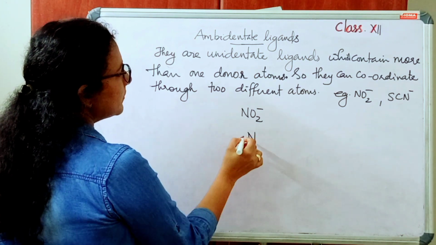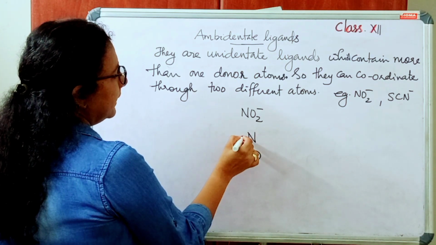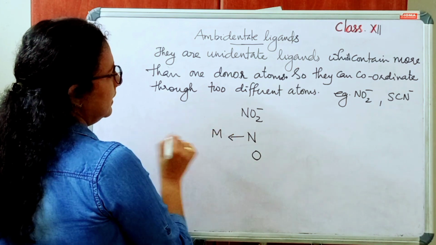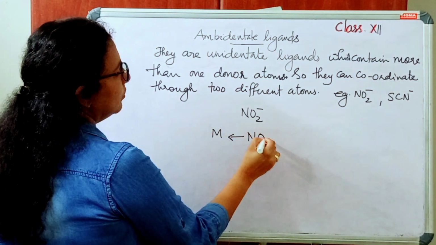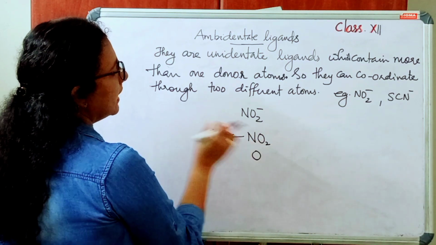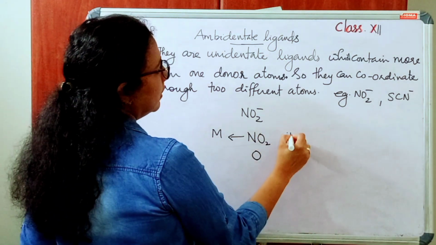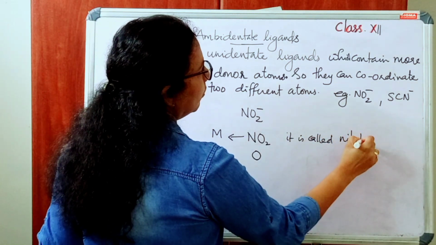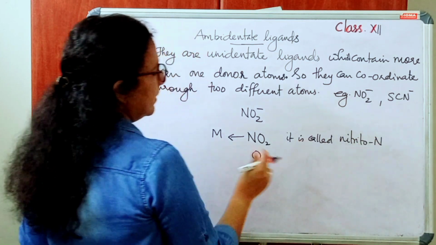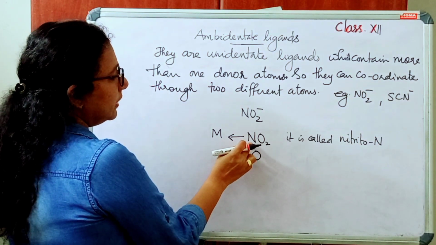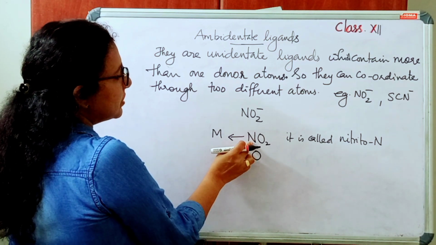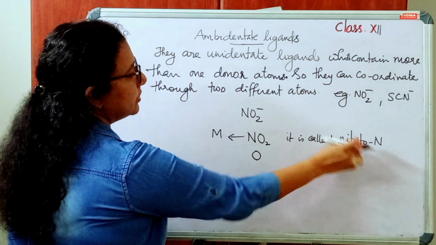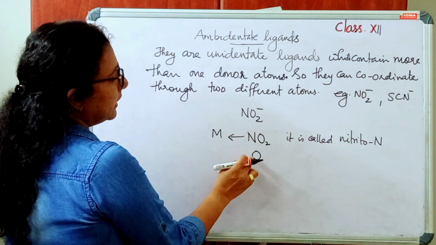That means if the donor atom N gives electrons to the metal, we can write it as NO2 itself. So it is written as NO2 and it is called nitrito N. If the donor atom is N, or nitrogen donates electrons to the metal, it is called nitrito N. Another donor atom is O.